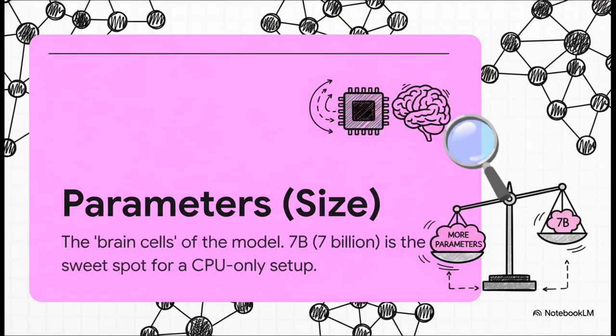All right, first up, parameters. The easiest way to think about these, they're basically the brain cells of the AI. And yeah, more brain cells usually means it's smarter, but it also means it's way, way heavier to run. For a CPU-only setup like ours, the sweet spot is a 7 billion parameter model, or as you'll see, 7B. It's plenty smart for real coding, but it's light enough that it won't make our computer cry.